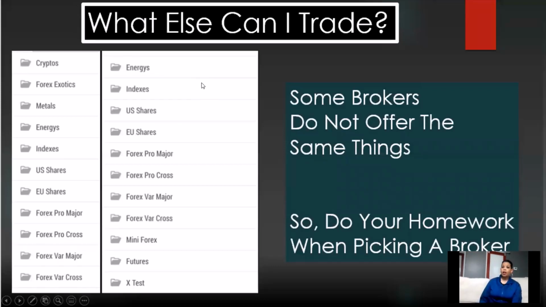What else can you trade on the foreign exchange market? Anything your broker allows you to. In a nutshell, that's what it is. If it's in your MetaTrader 4, and I put a MetaTrader 4 video already on, so make sure you go and take a peek at that.